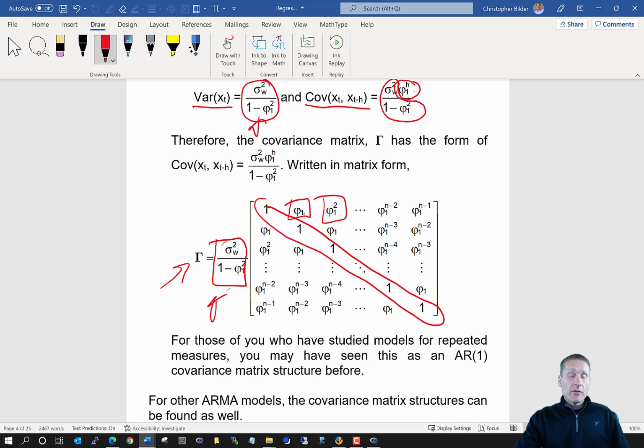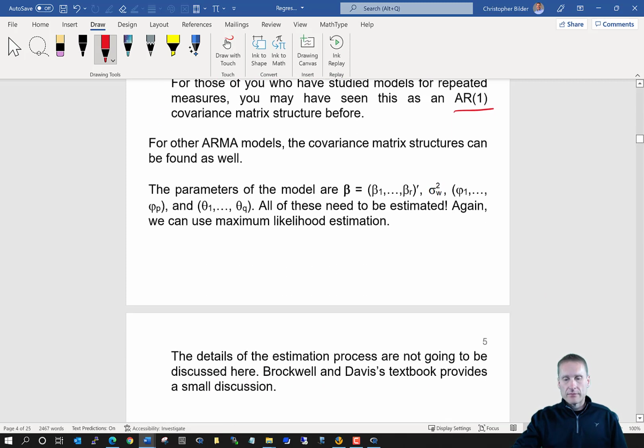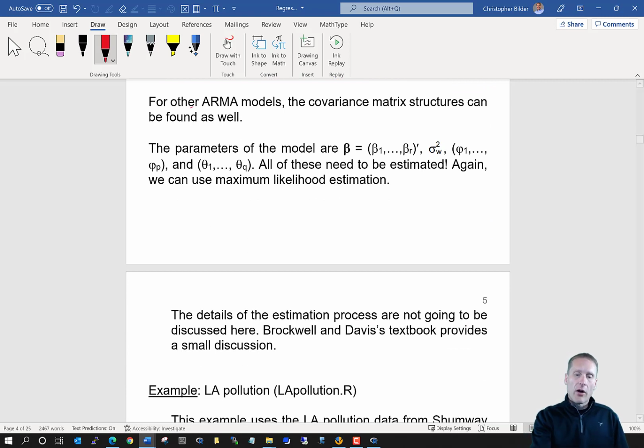Now, many of you have probably also seen this kind of structure before for a covariance matrix, especially when you're working with generalized linear mixed models where you have to worry about dependence that might occur over a short period of time amongst your observations. And you would have often referred to this as an AR1 structure. Well, this is where that AR1 structure comes from. So for other ARMA models, you do exactly the same thing. Use what we've learned before, put it into a covariance matrix like that.